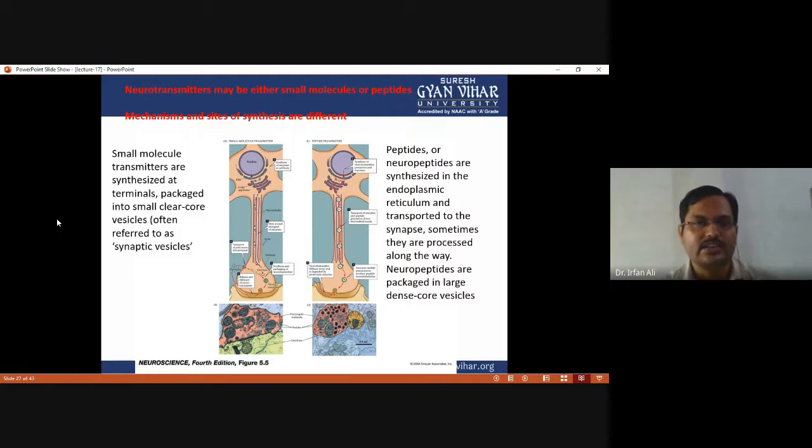Here you can see that these are the small molecule neurotransmitters and these are the peptide neurotransmitters. So there are certain differences between the synthesis of these neurotransmitters.